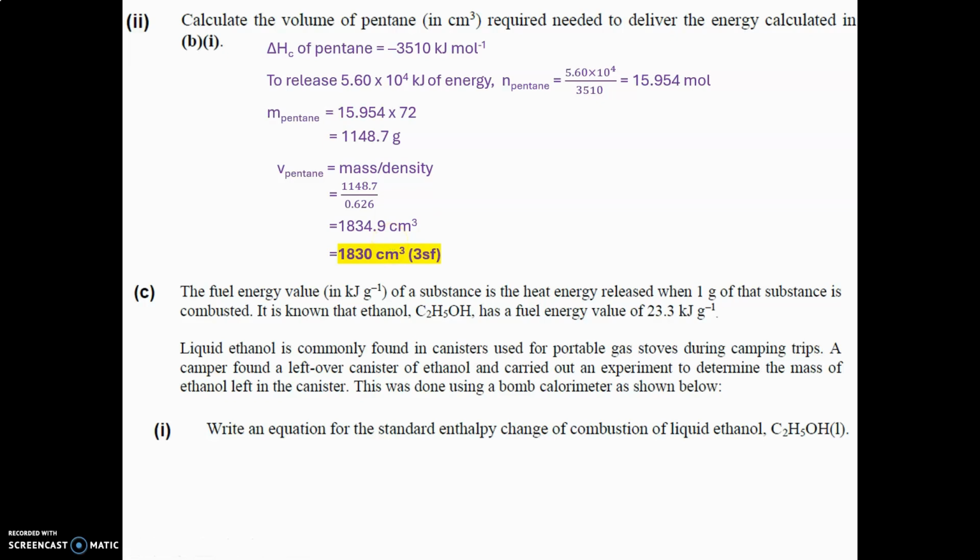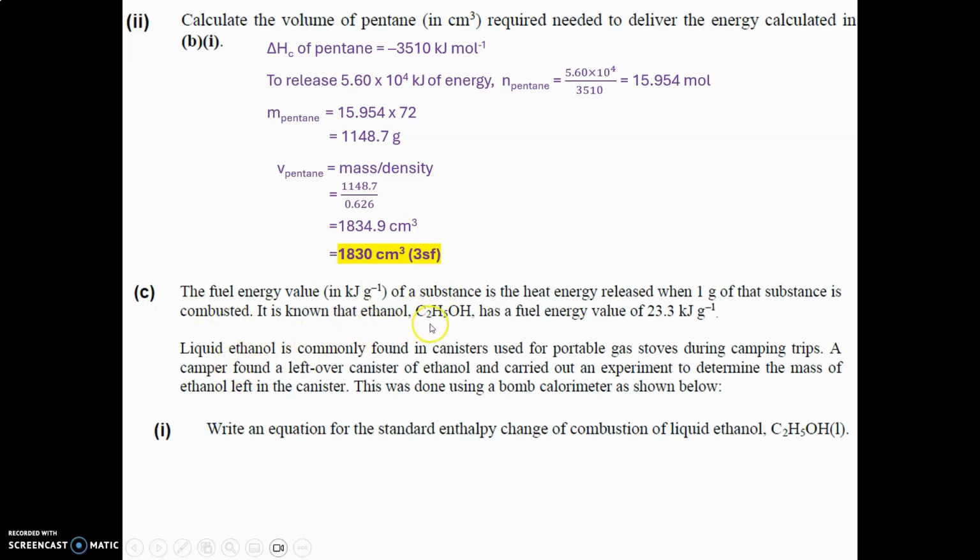Okay, C, the fuel energy value in kilojoules per gram is the heat energy released when 1 gram of the substance is burnt. So it is a bit similar to enthalpy change of combustion, except that this is per gram of substance, whereas enthalpy change of combustion is per mole of substance. So it's a bit different.